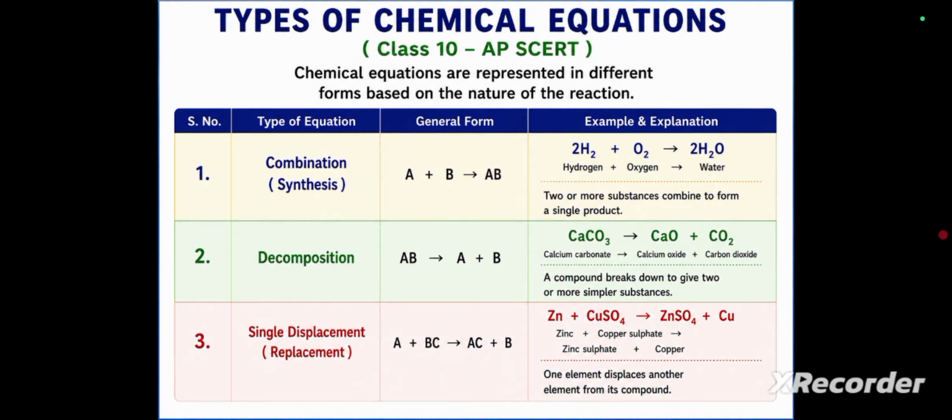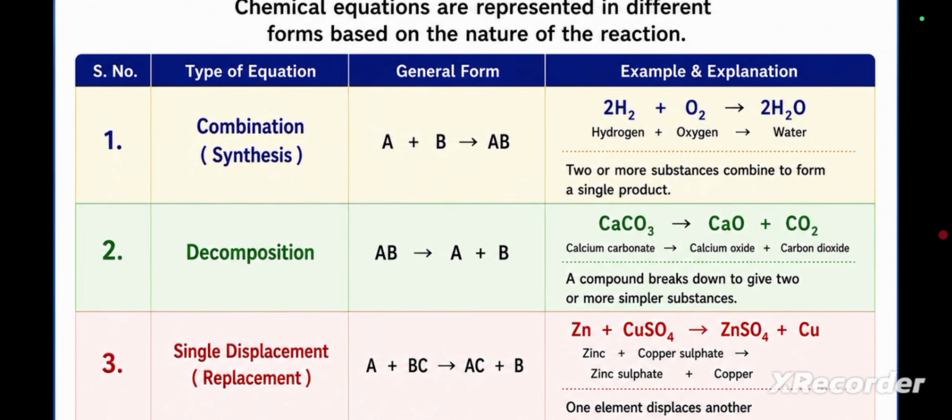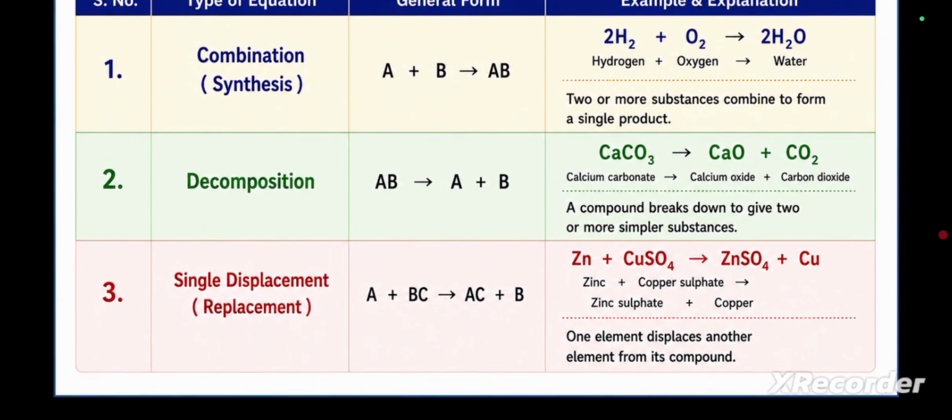The general form is A plus B gives rise to AB. Example: 2H2 plus O2 gives rise to 2H2O. We take hydrogen molecules combined with oxygen, and then we get water molecules. This type of reaction is called a combination reaction. The definition is given here: two or more substances combine to form a single product. This is called a combination reaction.